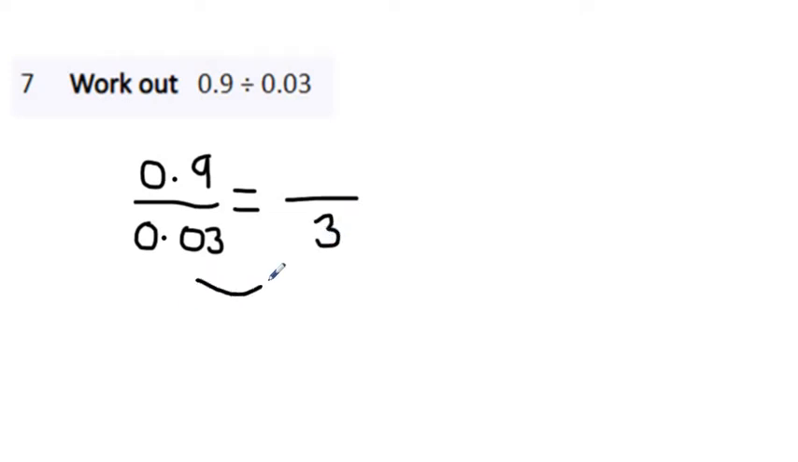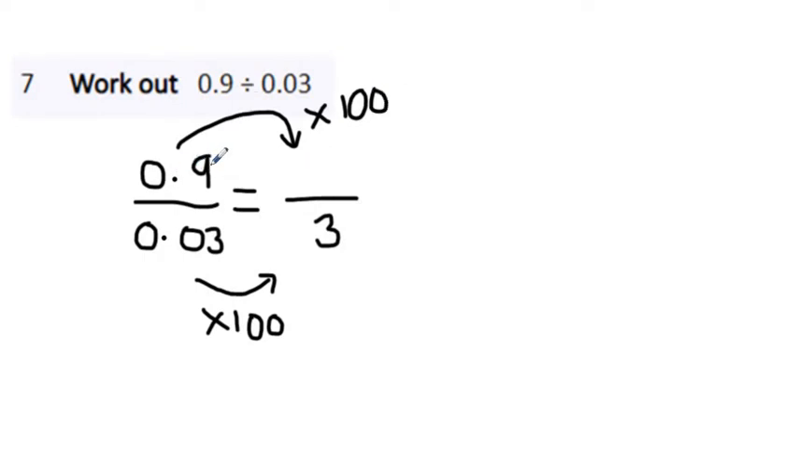Remember, whatever I do on the bottom, I must do on the top to make it equivalent. So I've multiplied here by 100. So likewise, I'm going to multiply my numerator also by 100. As I say, you'll have to excuse the writing. Not as easy. So we are going to multiply by 100. So my 0.9, my 9 would move 1, 2 places along to give me 90. Now this is far easier for me to be able to do my divide by.